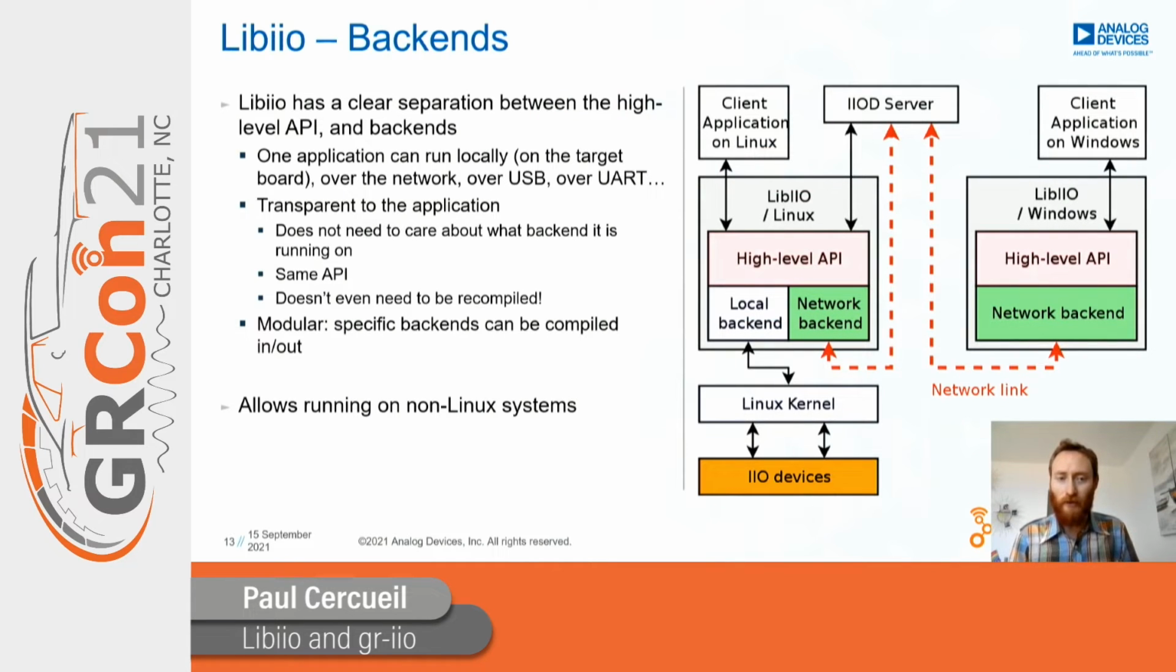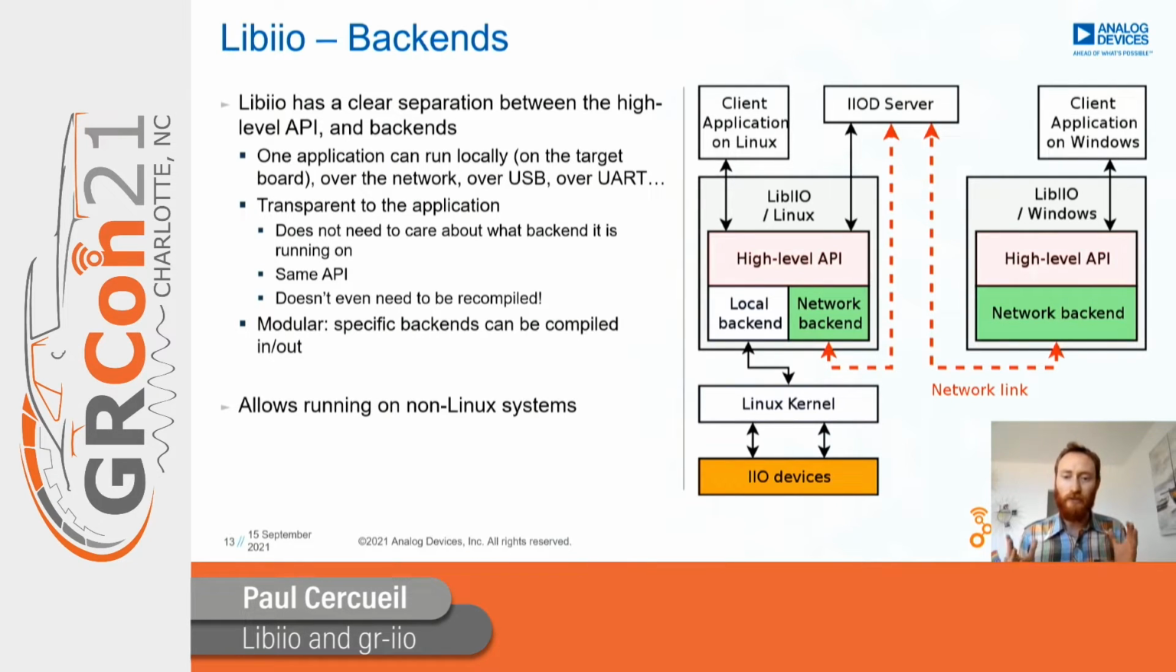As I said before, LibIIO is modular, so it has a clear separation between its high-level API and the backends. The applications using LibIIO are compiled against the high-level API, and so which backend you use is completely transparent to the application. So there are a couple of backends. For instance, there is the local backend to use the locally connected I/O devices. You can have a network backend, USB backend, UART backend, etc.